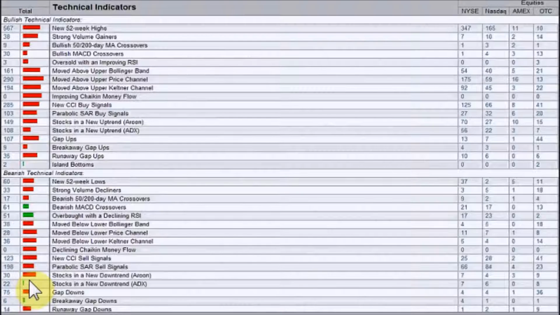Now when you go to the predefined stock scan page at stockcharts.com, there are a couple of categories to find stocks in a new uptrend according to the Aroon. There's 149 of them today, and stocks in a new downtrend according to the Aroon, which have 30 stocks listed in that scan today.